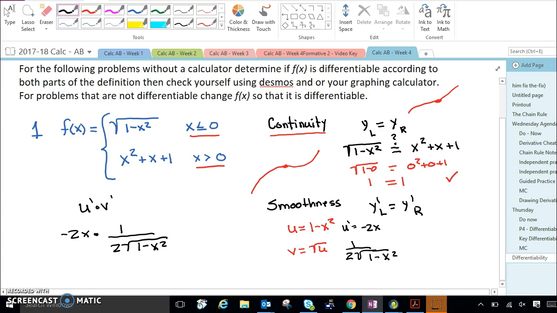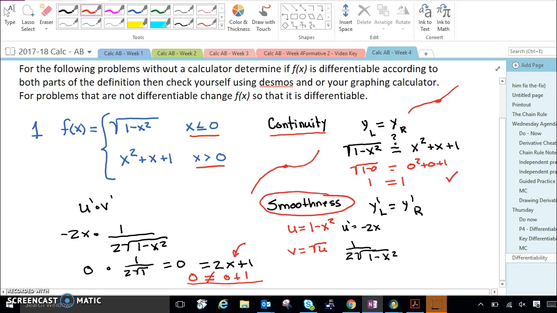Because we're looking at x equals 0, this turns out to be easy. It's 0 times 1 over 2 the square root of 1. Well, that's just 0. And on the other side, when we take the derivative, we get 2x plus 1. And when I plug 0 in here, I get 0 plus 1. Well, 0 is not equal to 1. So we would say this is not differentiable because the smoothness portion of the definition doesn't work.